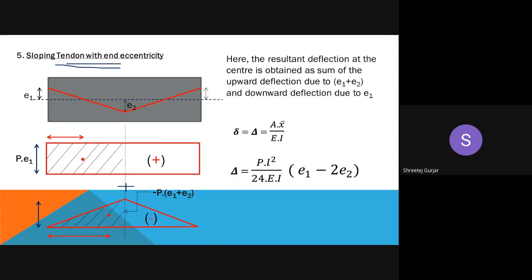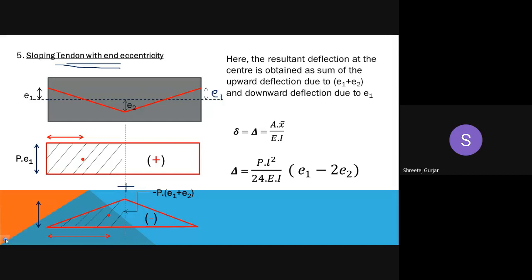But the difference between the previous one and this one is that eccentricity is at both ends. Yes, correct, we have eccentricity at the support also. In the previous one, eccentricity was not there at the support; it was starting at the centroid itself, so you had only one eccentricity E over here. But in this condition, we have eccentricity at the support also, so you have to consider that eccentricity too.